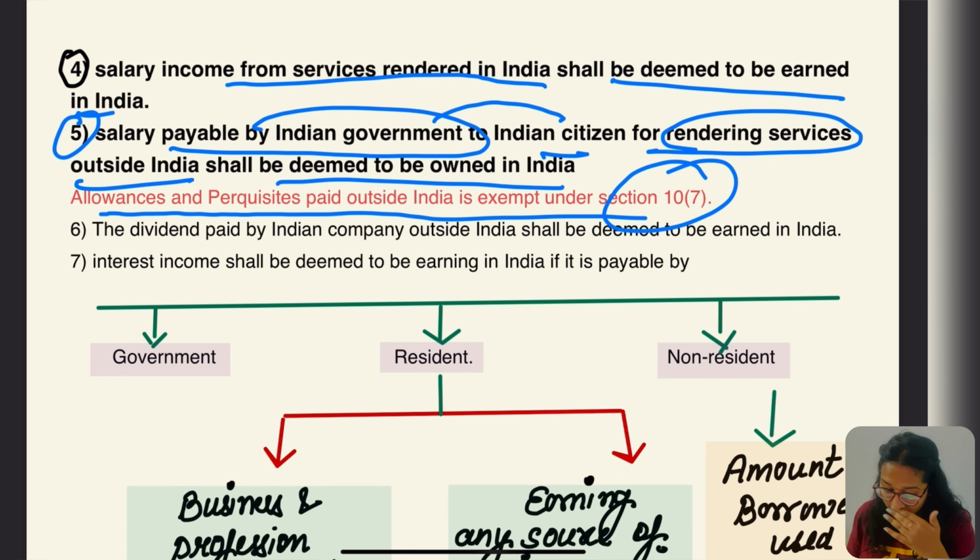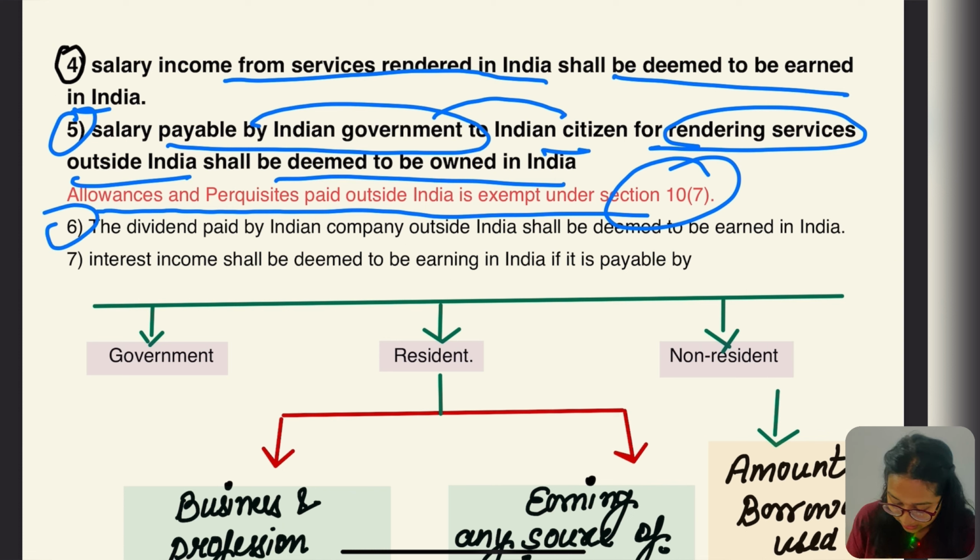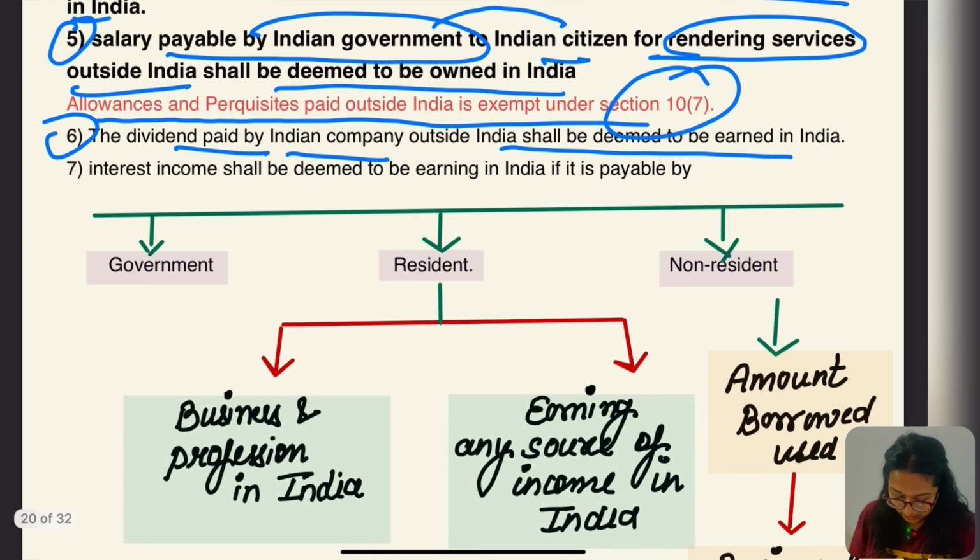Let's go for the other point, which says the dividend paid by an Indian company outside India shall be deemed to be earned in India. The 7th point says about the interest income shall be deemed to be earned in India.